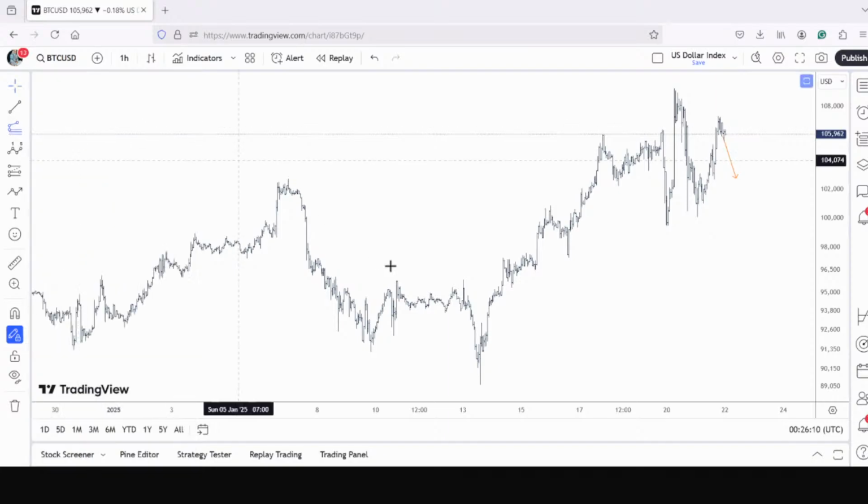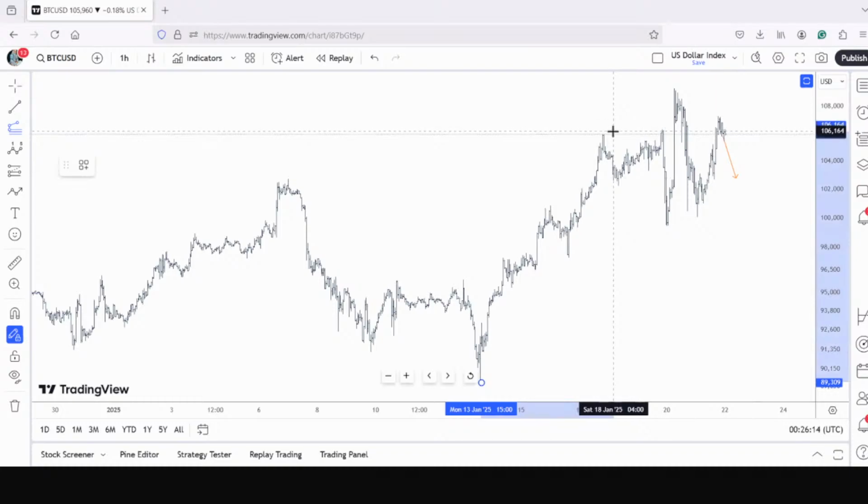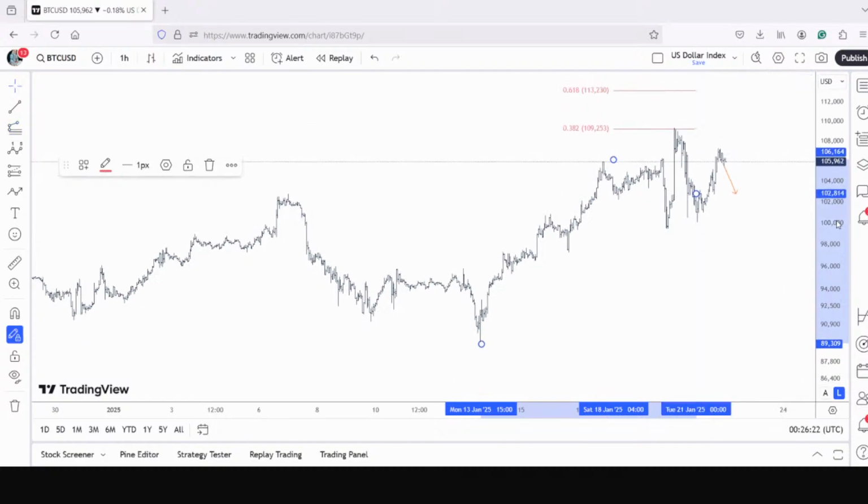Let's do a different angle here. If there's wave E here, and that could be the projected target. That is 113. Yes, sir.